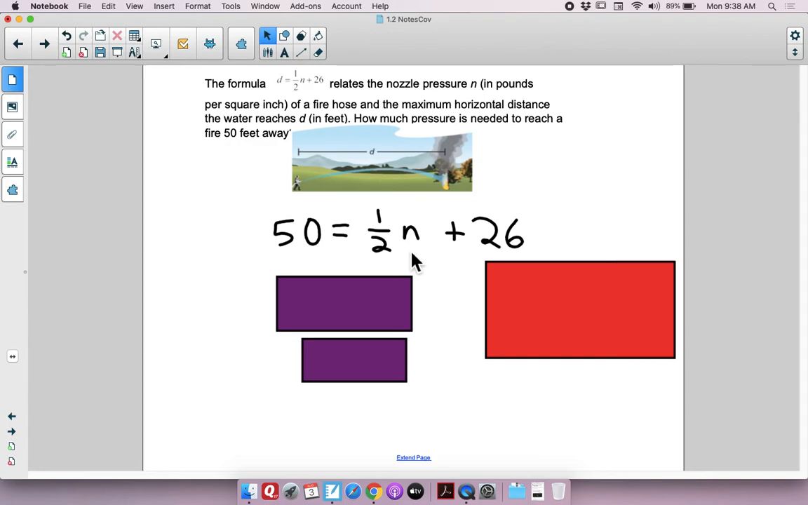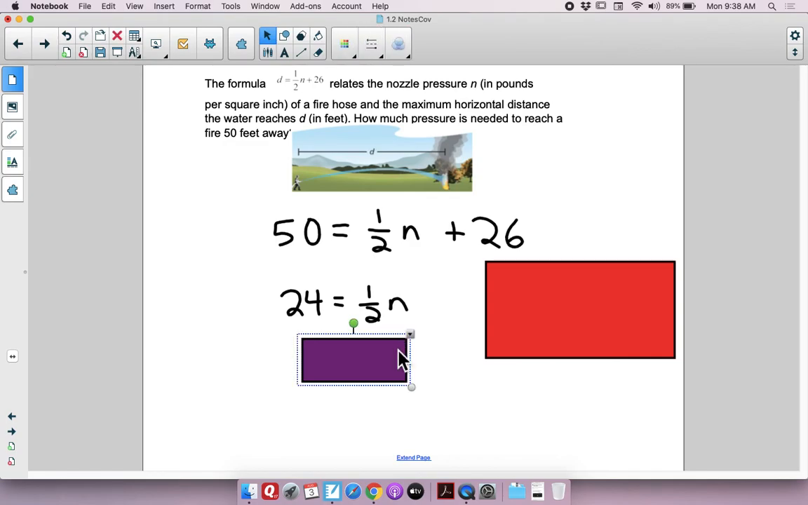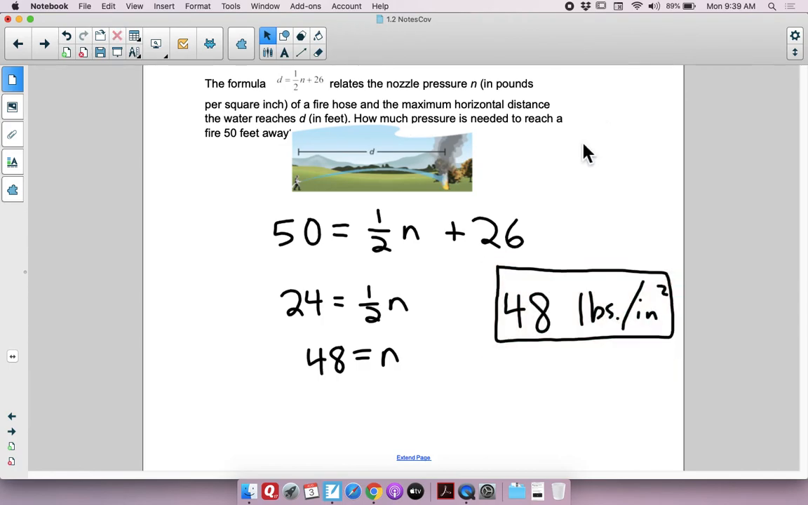and solve for N. So hopefully you subtracted 26 from both sides. You've got 24. And then we don't want half N. We want a full N. So hopefully you multiply both sides by 2. And the answer would be 48 what? 48, what's the label? Pounds per square inch. So pounds per square inch. Okay.